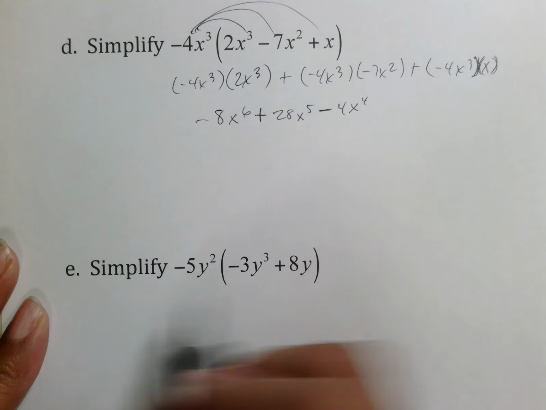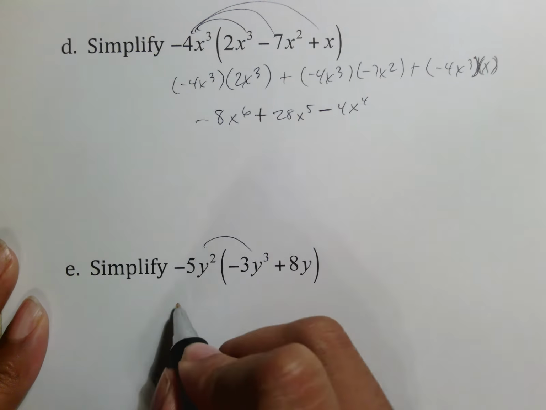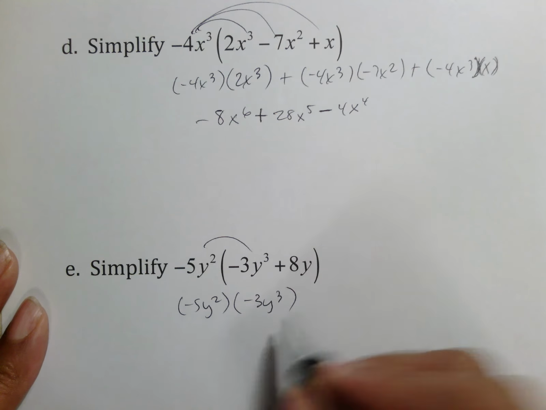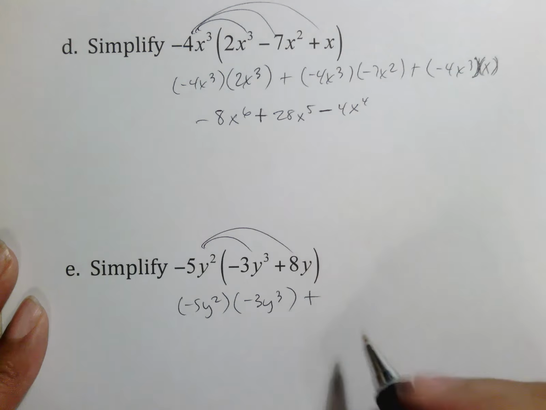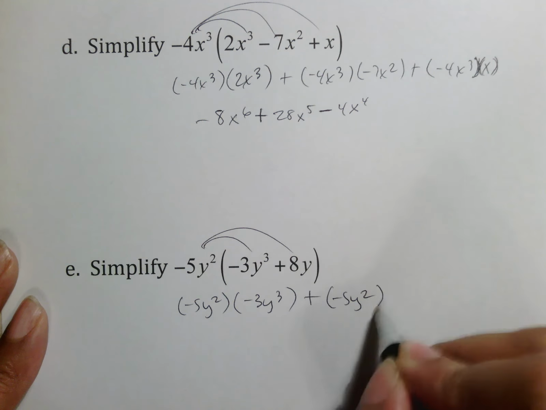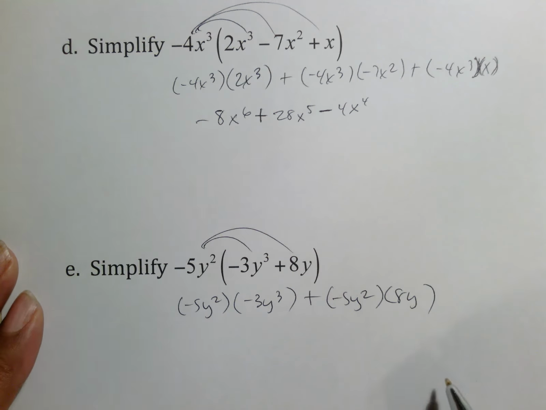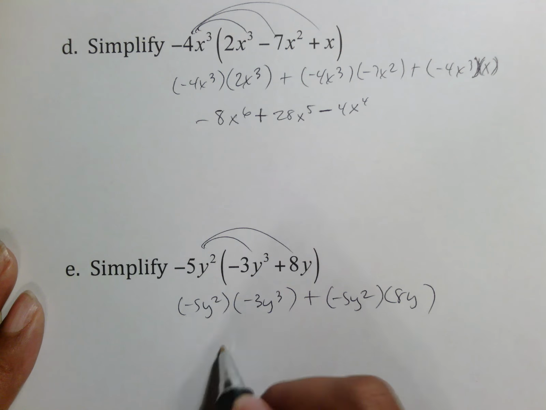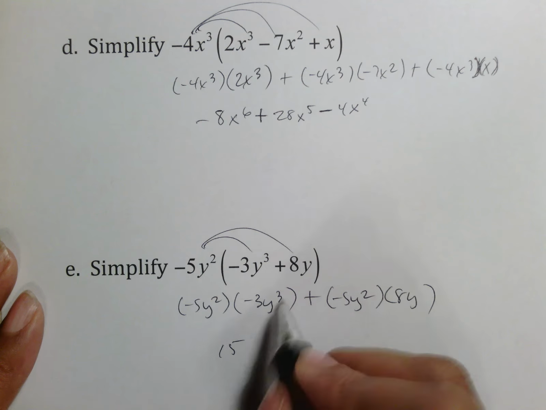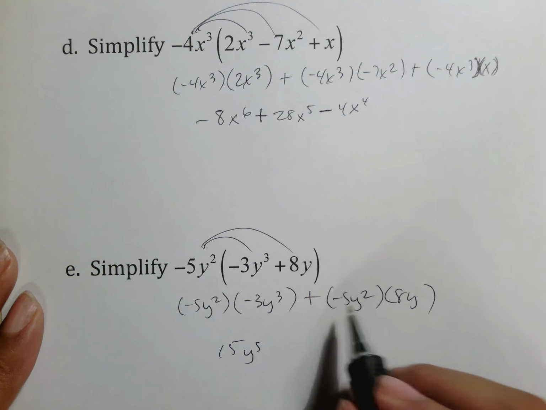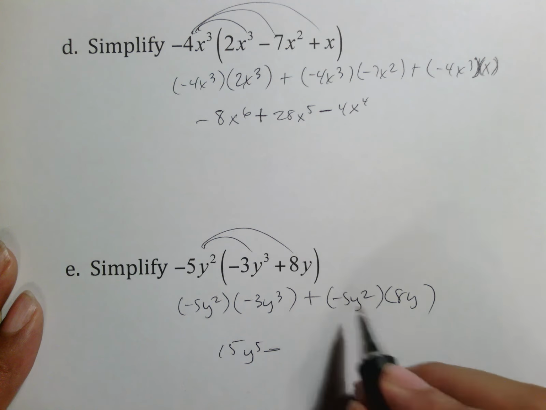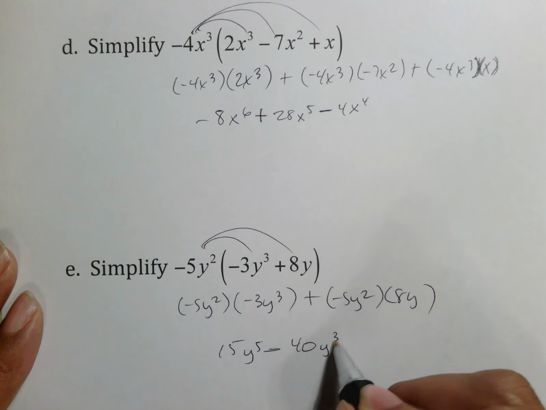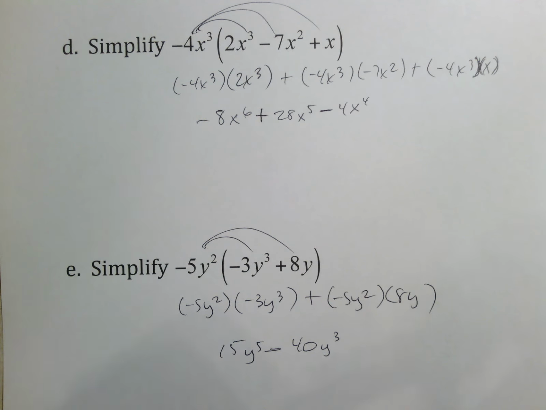Another one here, just ugly here, negative 5y squared meets negative 3y to the third, and which means always use a plus to connect it. Negative 5y squared meets 8y. From there, negative times a negative is going to be positive. 5 times 3 makes 15. 2 y's and 3 y's make 5 y's. Here we have 1 negative, so it's going to be minus. 5 times 8 is 40. 2 y's here, 1 y there make 3 y's, and that is your answer.